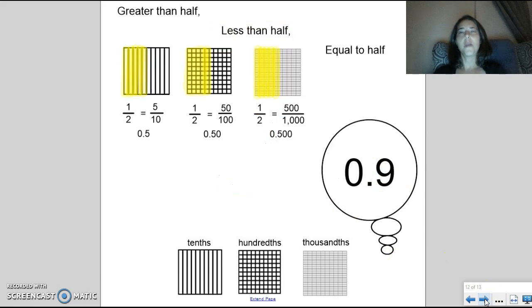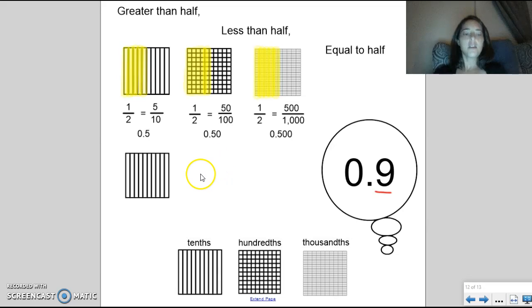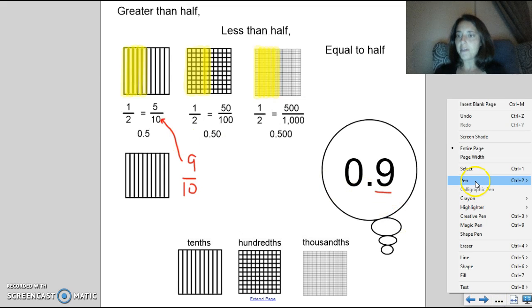All right, I think one last one. So this one is 9/10. So if I go ahead and grab our tenths frame, again, I know that I'm dealing with 9/10, which looks like this. And I know that 5/10, having 5 out of 10, is exactly half. If I have 9 out of 10, that means I almost have the entire thing.